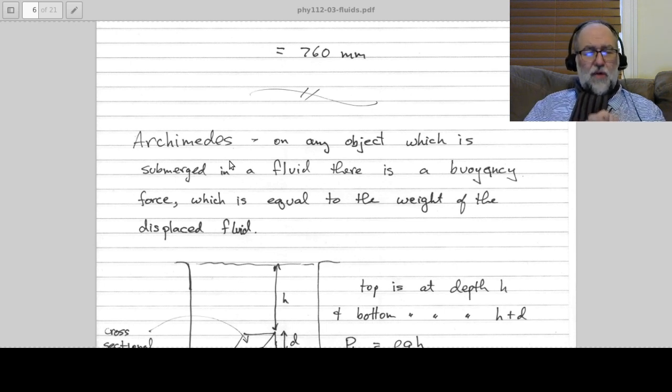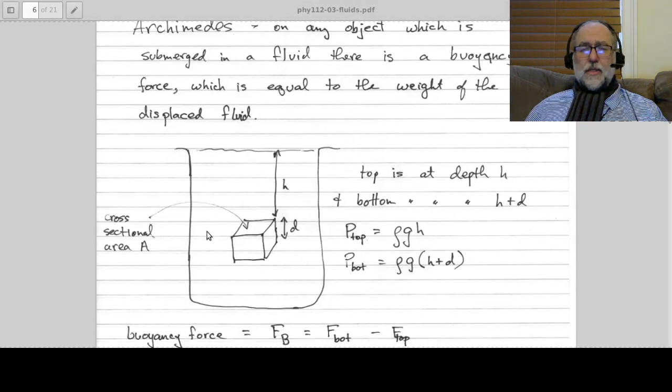So that's a bit of a mouthful. Basically, when you submerge an object, it displaces the fluid by the volume of the object. If you know the weight of that displaced fluid, that's equal to the buoyancy force, which is trying to push the object up. So I'm going to derive that one for you too, because it's not that hard to derive, and it gives you an idea of what's going on with Archimedes' principle.